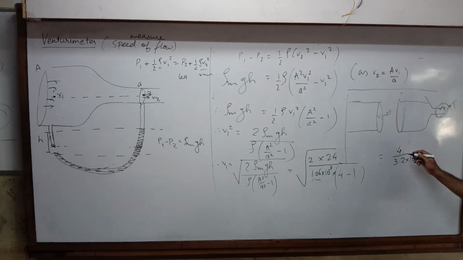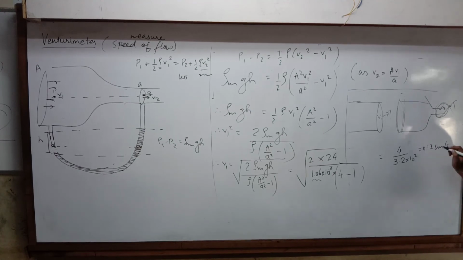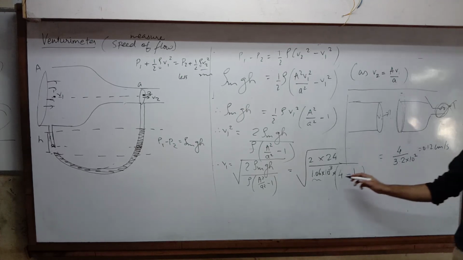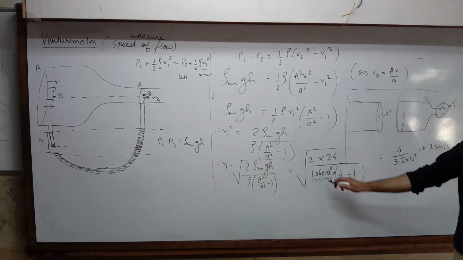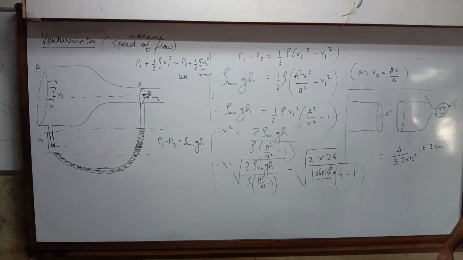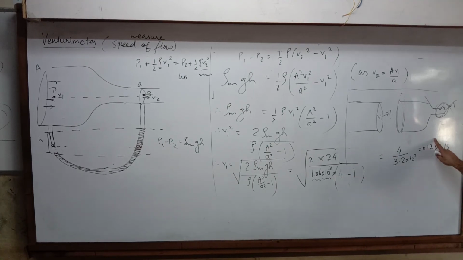Alright. Divide, what do you get? This is the answer. 0.12 centimeter per second. No answer of that. Answer is given. 0.12 meter per second?